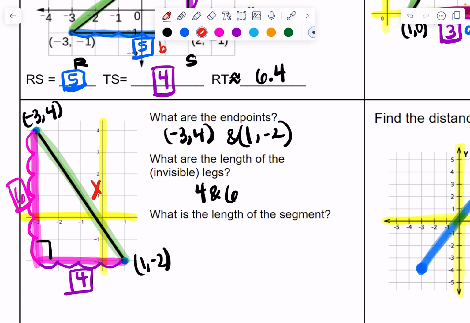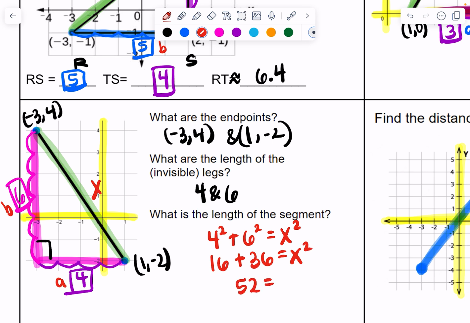So we'll do the Pythagorean theorem again. A squared plus b squared equals c squared, where a and b create the 90-degree angle. So a is 4, b is 6. So we have 4 squared plus 6 squared equals x squared, where 4 squared is 16, and 6 squared is 36. And when we add 16 plus 36, we get 52 equals x squared.